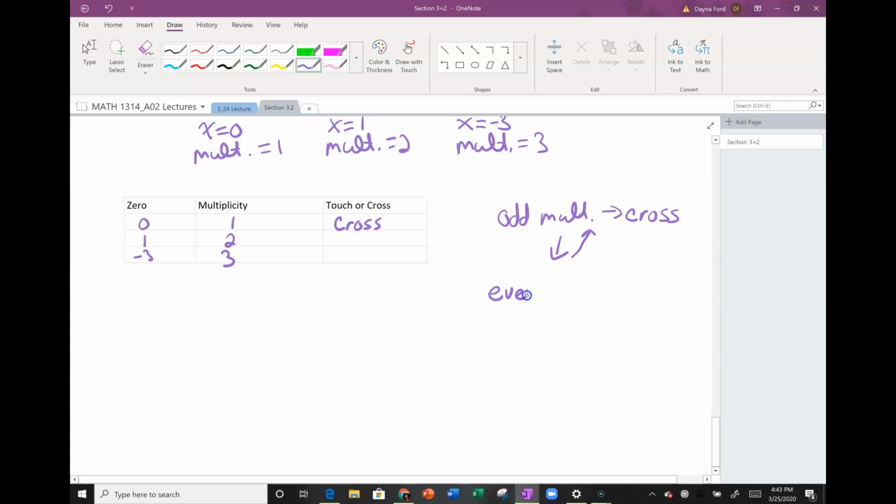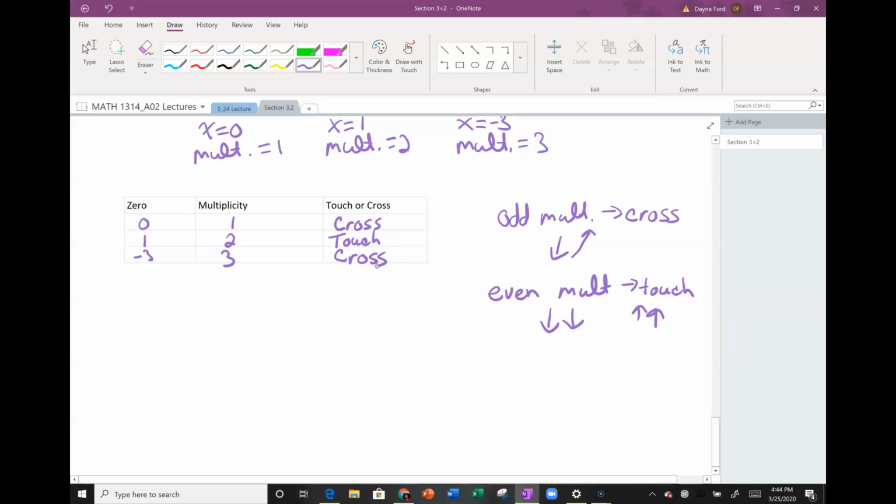An even multiplicity will actually what we consider touch. So it will go down and down, or it could go up and up, depending upon which direction it's coming from. And so what's going to happen is it's going to go to that number and go back down. Think about the even degrees went the same direction. So this one's going to touch. And the last one, since it has a multiplicity of 3, which is odd, it will cross.